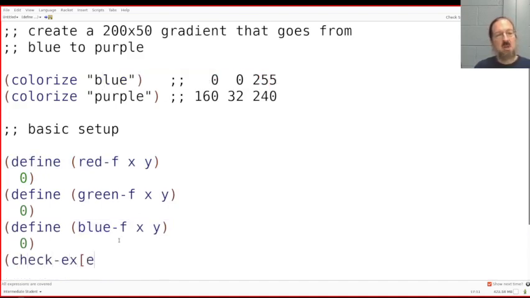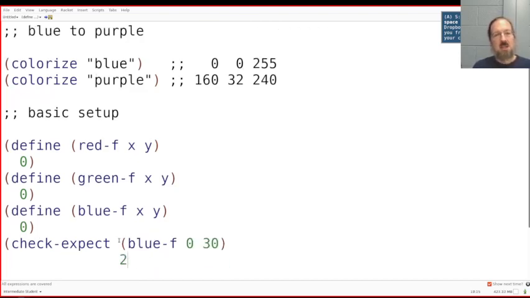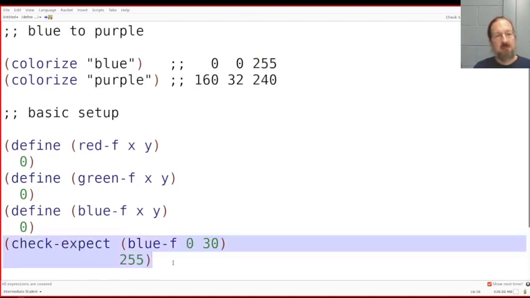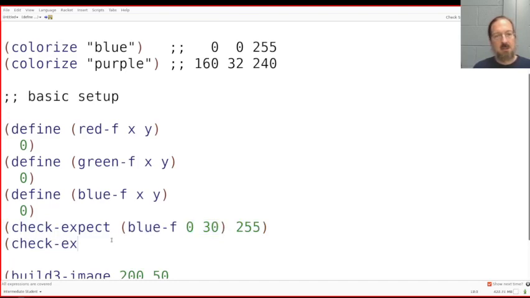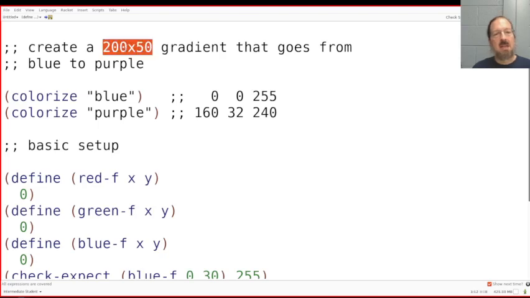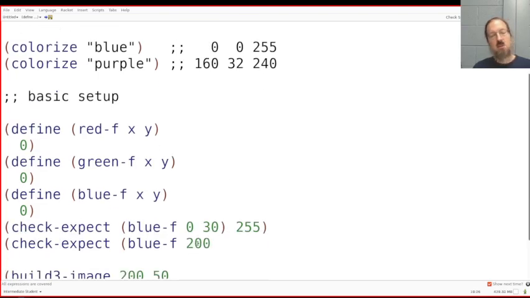Okay, so let's write some check expects so we know what we're doing for each function. The blue function on the left-hand side, that is x is 0, and y doesn't matter. So pick something for y, it should be 255. You can see that because when you colorize blue, the blue coordinate is 255. I'm going to make these all in one line just because it looks better in this case. And then the right-hand side is x is 200, and the y, I'm just going to leave at 30. The answer then should be 240 because that's how much blue there is in purple. Does that look okay to you so far?